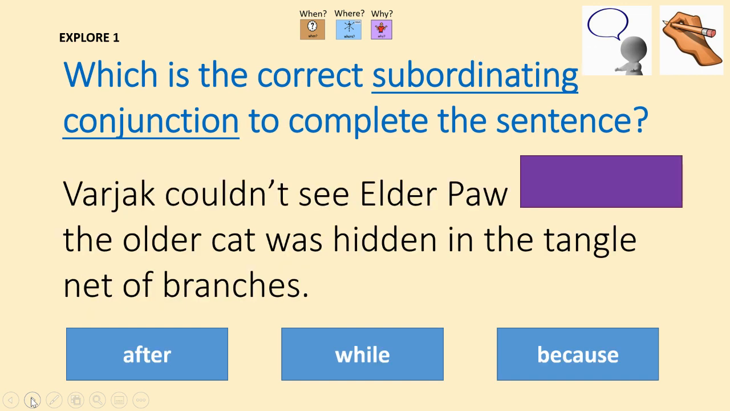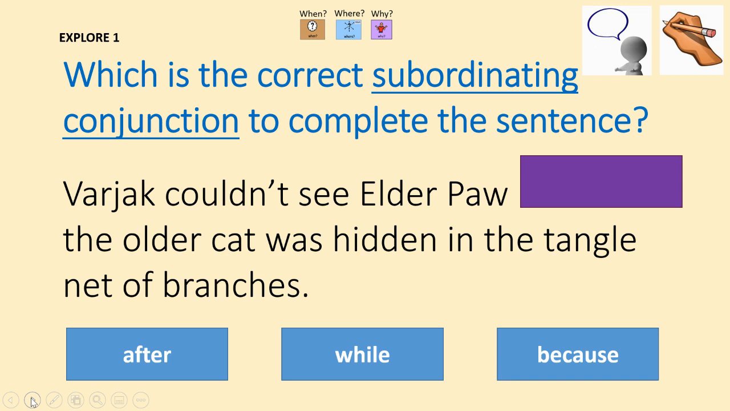This one I want you to do on your own. We'll read the sentence together. We'll read the three options of the subordinating conjunctions, but then you are going to work out which one is in the purple box. Okay, let's read the sentence together. Varjak couldn't see Elder Paw. The older cat was hidden in the tangled net of branches. Okay, let's have a look at the subordinating conjunctions we've got here. Read them with me. After, while, because.